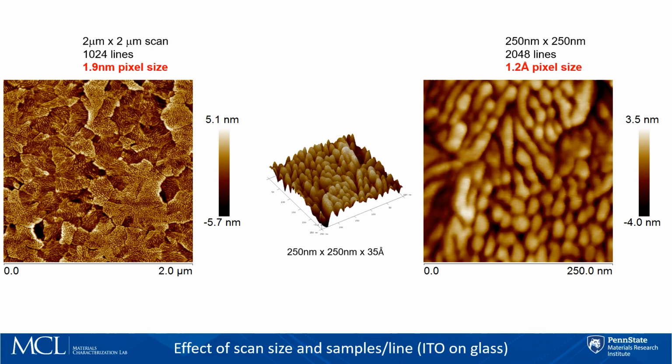But that was for this example here, showing that on the left-hand side, we're going to have a lot more of the surface represented, whereas on the right side, we're zoomed in. We're going to have a much lower roughness, but we're actually getting more detail off of the small features that are making up the majority of the 2 micron scan.